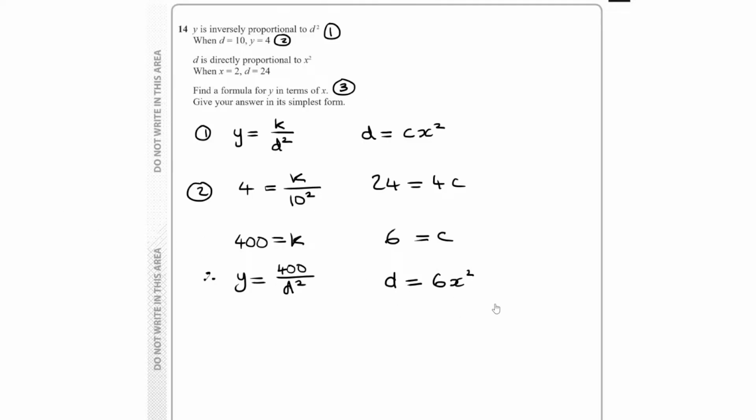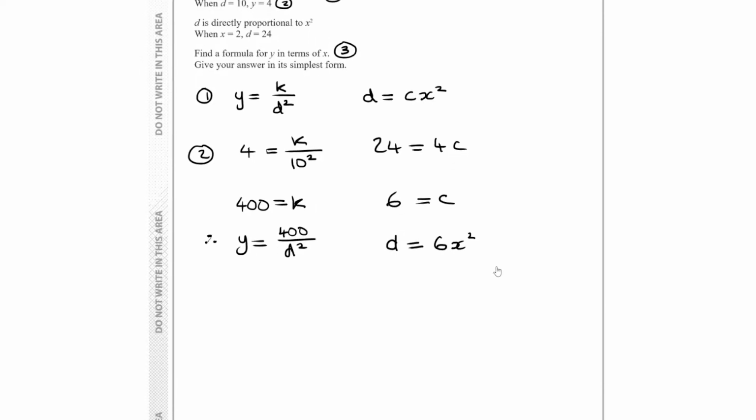What was the actual question? In this case, we're not working out values, we're literally just putting the 2 equations together. So they've said, find a formula for y in terms of x. What that means is y is the subject, and then everything else is something x. So that means, in this case, there's no d. We can't have another letter. So luckily you can see that d is where they overlap. So I would just literally take the second one and substitute it into the first one.